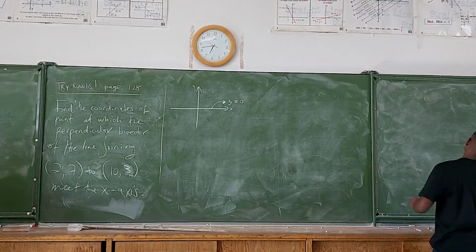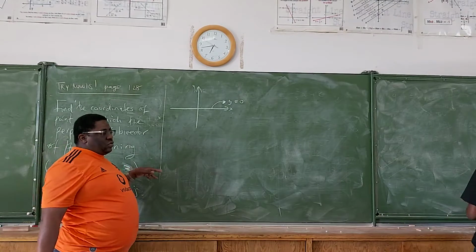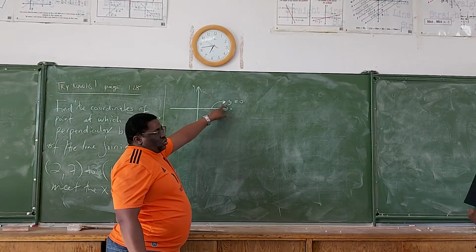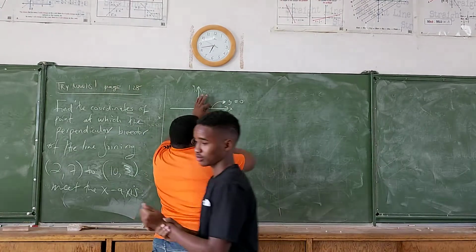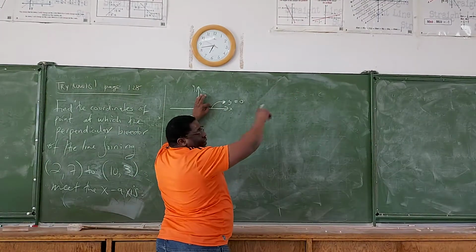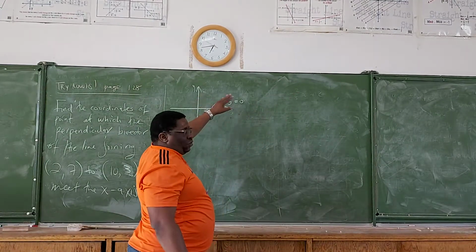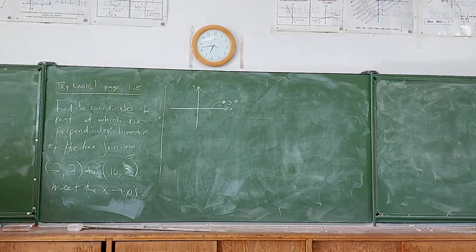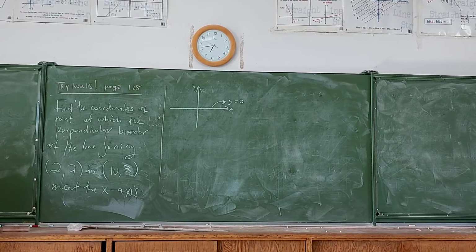So this is the line (2,7) to (10,3). That will be a line that is somewhere there, right? We want to find where that line cuts the x-axis. So what is it that you need to do? We need to find the gradient. We actually need to find the equation of the line. And once we find the equation of the line, we let what equal to what.